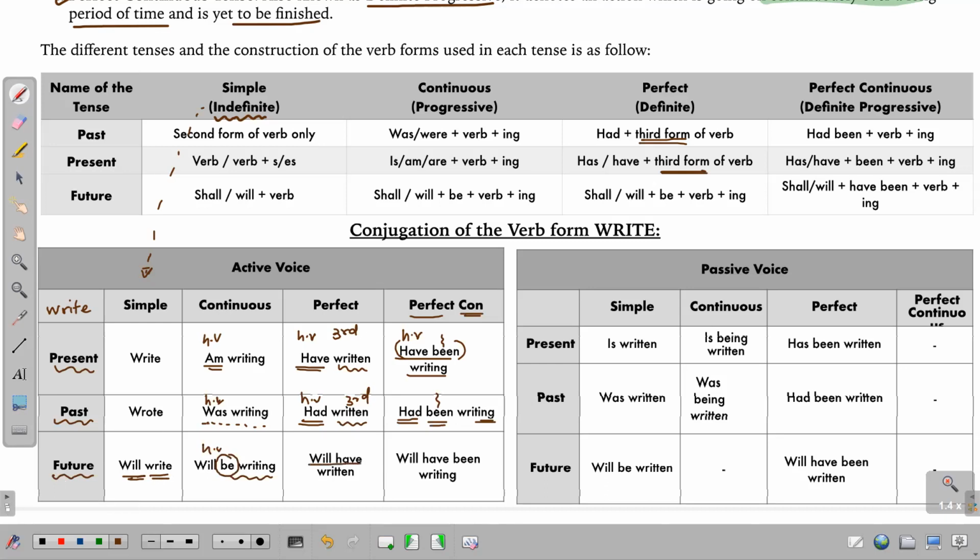Will have written, the third form of the verb, and will have been. So the whole entire verb phrase is will have been written, will have been writing. And then "will have been" is the helping verb, then writing, have been writing, obviously the perfect continuous. So we convert them into the passive.